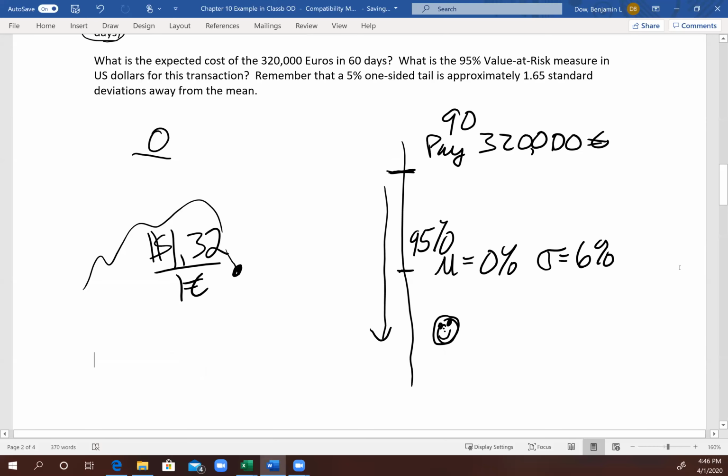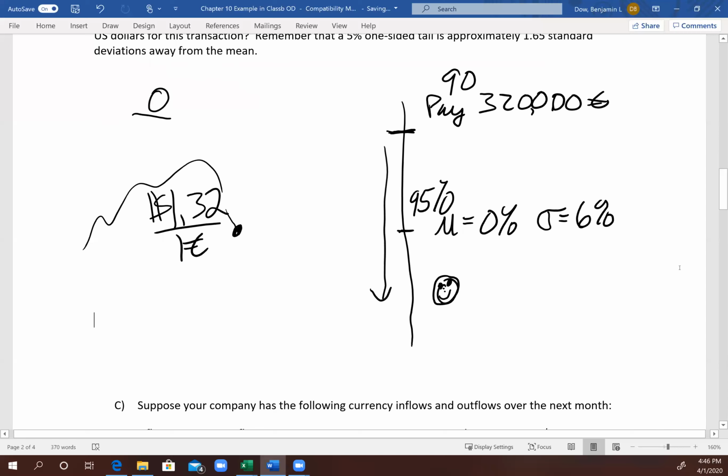All right, Brandon, you're up. How do you think we're going to get to that 95% value? I'll give you a hint. It's 1.65 standard deviations away from the mean.